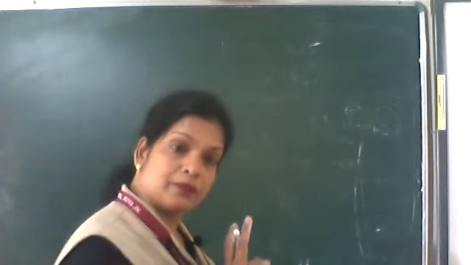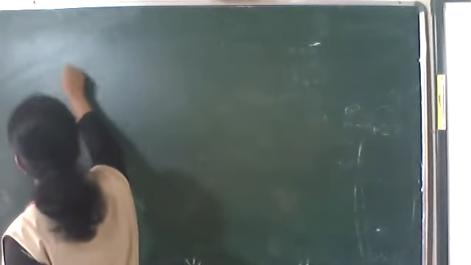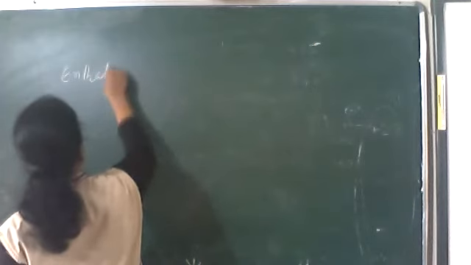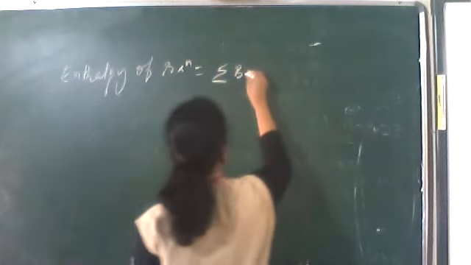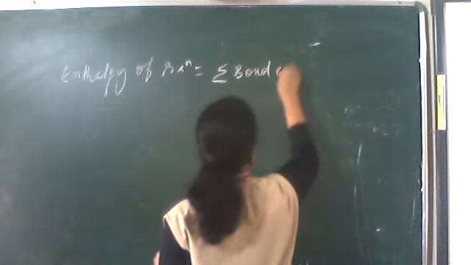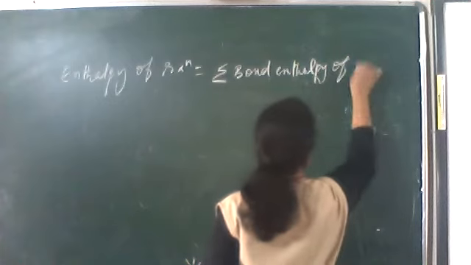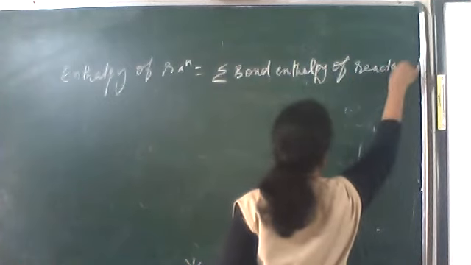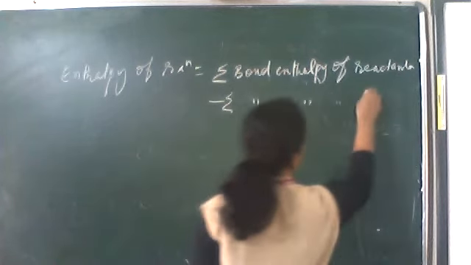Previously we also learned enthalpy of reaction. Again, this is in terms of bond enthalpies. So enthalpy of reaction is equal to sigma bond enthalpies of reactants minus sigma bond enthalpies of products.